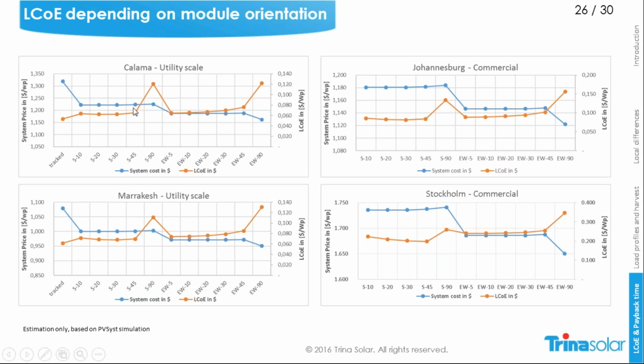Here in Kalama, you have a big difference between a tilted module and a vertically installed module. But if you now take a look at Stockholm, due to the very northern location, you clearly see that the difference between the 45 degrees tilted module, which is close to the optimum, and the 90 degrees vertically installed is very small. So even this shows local behavior depending on the sun position and how many sun hours you have per year.